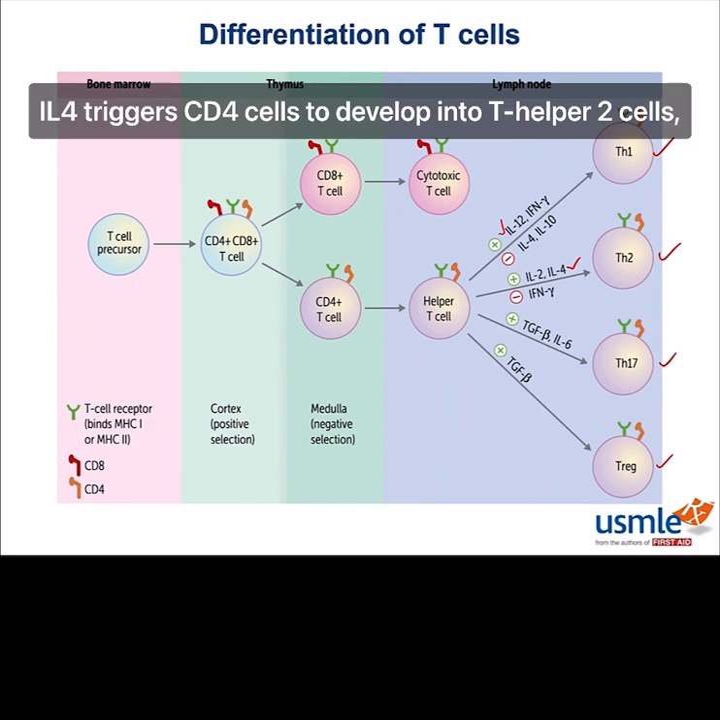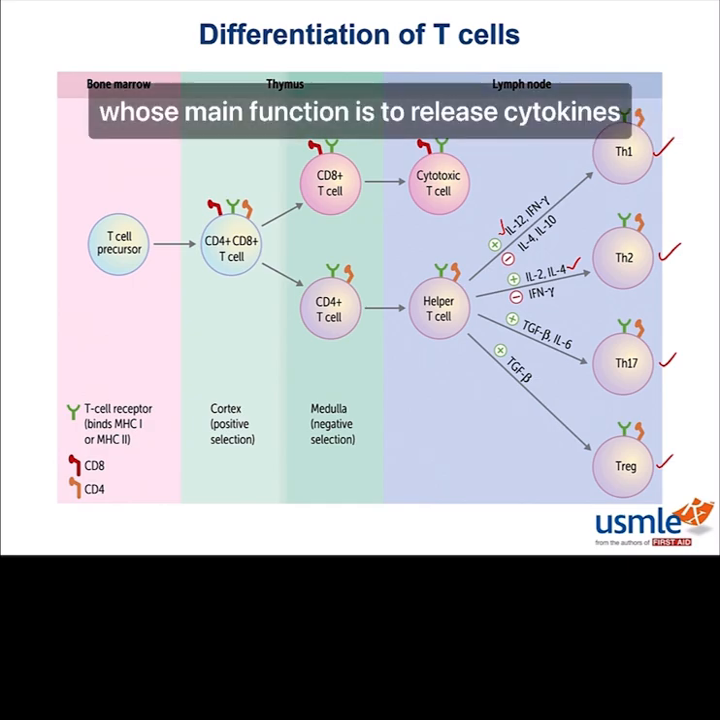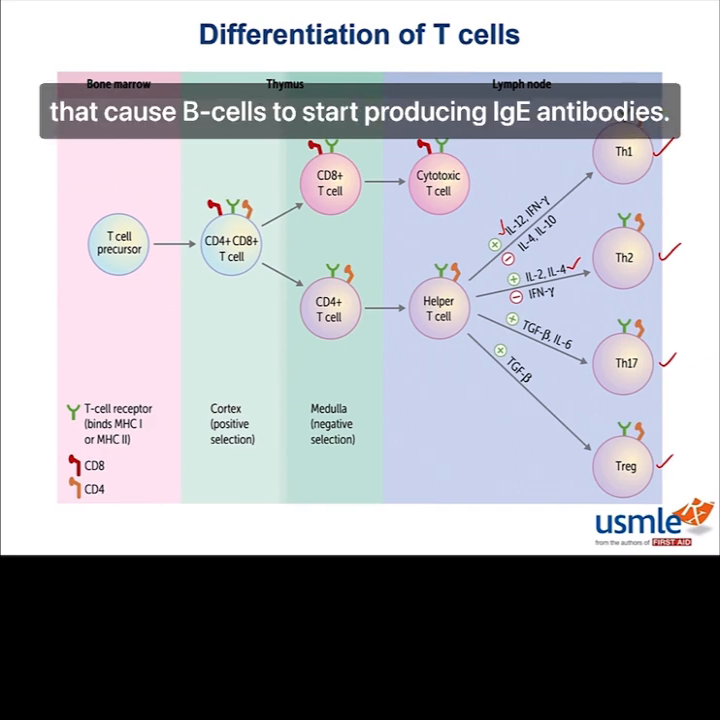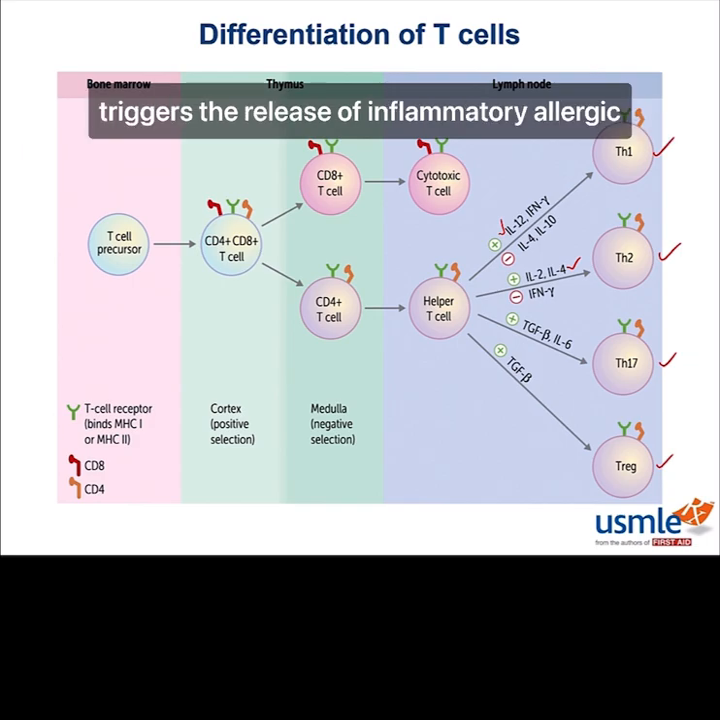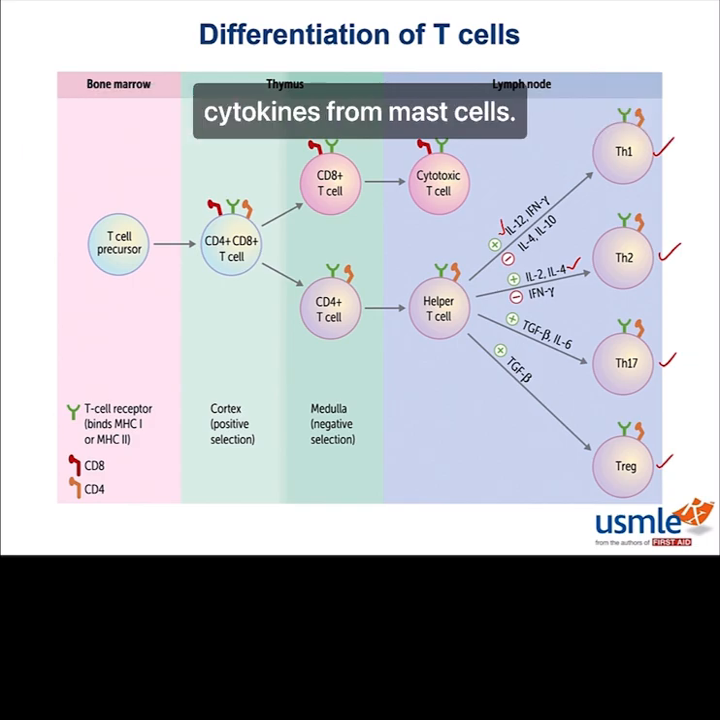IL-4 triggers CD4 cells to develop into T helper 2 cells, whose main function is to release cytokines that cause B cells to start producing IgE antibodies. These rest on the surface of mast cells until an antigen triggers the release of inflammatory allergic cytokines from mast cells.